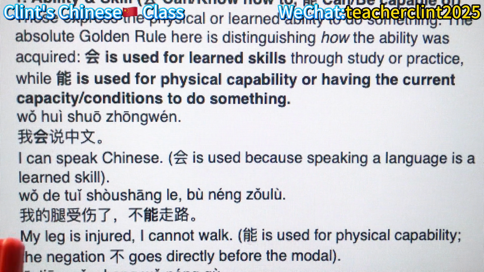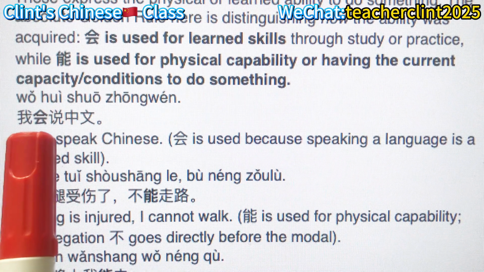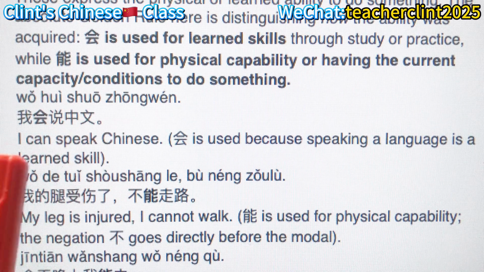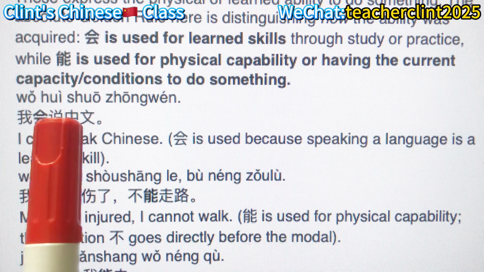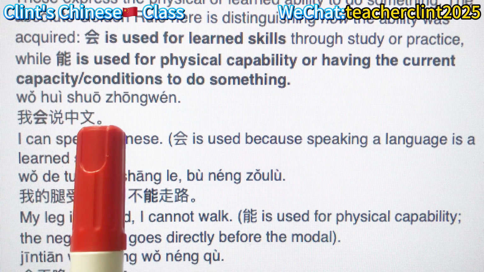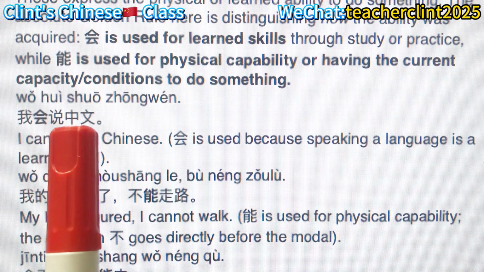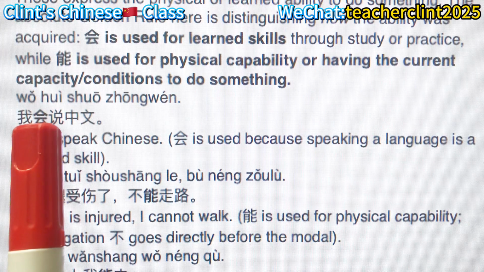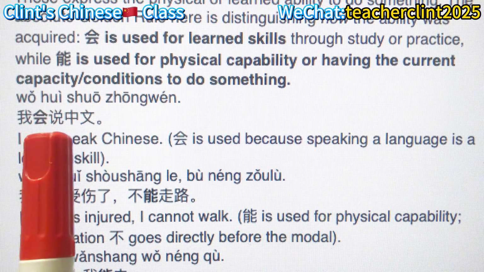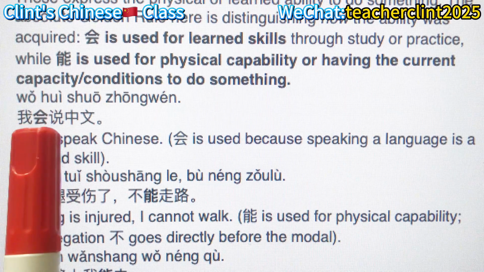Let's take a look at example sentences. I can speak Chinese. 我会说中文。我 subject, 会 modal verb, 说 speak, 中文 Chinese. So subject, modal verb, predicate verb, and object. And the 会 here means can do something, right? And speaking Chinese is a learned skill, so you have to use 会.